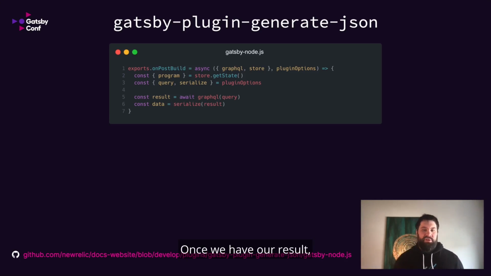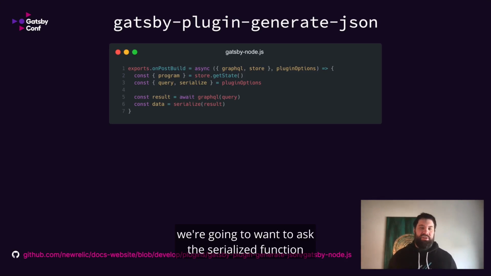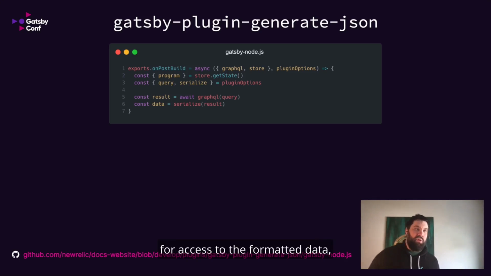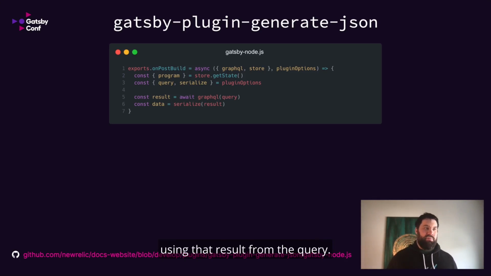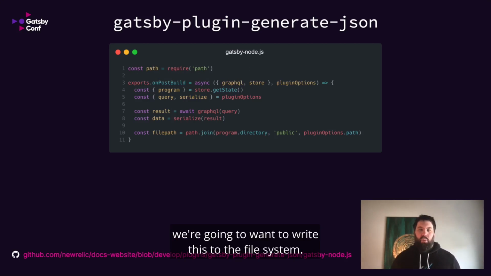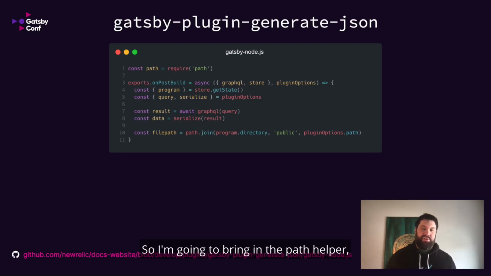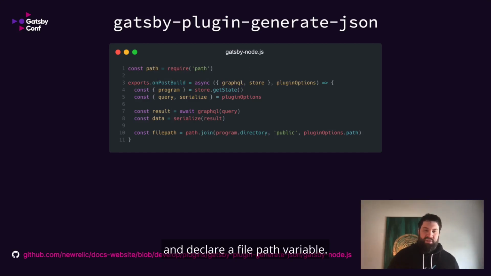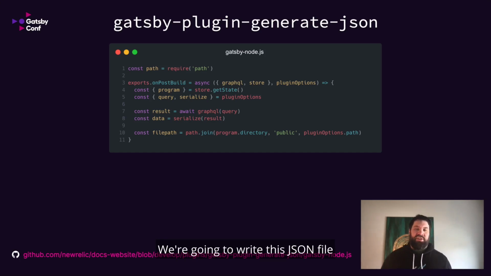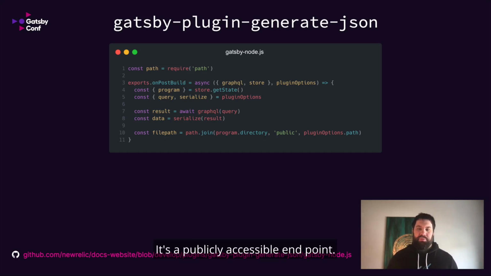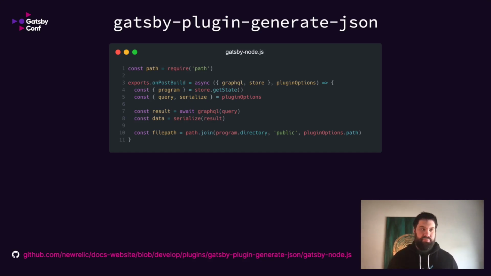Once we have our result, we're going to want to ask the serialize function for access to the formatted data using that result from the query. Once we have our formatted data, we're going to want to write this to the file system. So I'm going to bring in the path helper and declare a file path variable. We're going to write this JSON file to our public folder so that it's a publicly accessible endpoint.